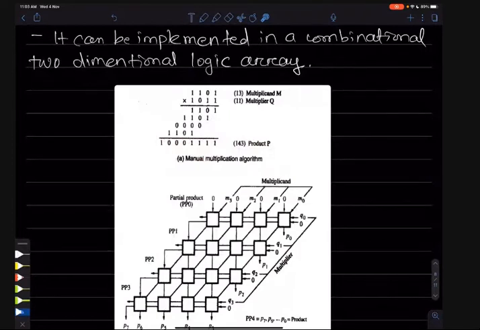Okay, very simple. So whenever the first bit is 1, we have to copy 1101 to the output. Then the next bit is 1, so after shifting one bit to the left we write 1101. Then the third bit is 0, so the result is 0000, and the fourth bit is 1, that means 1101.